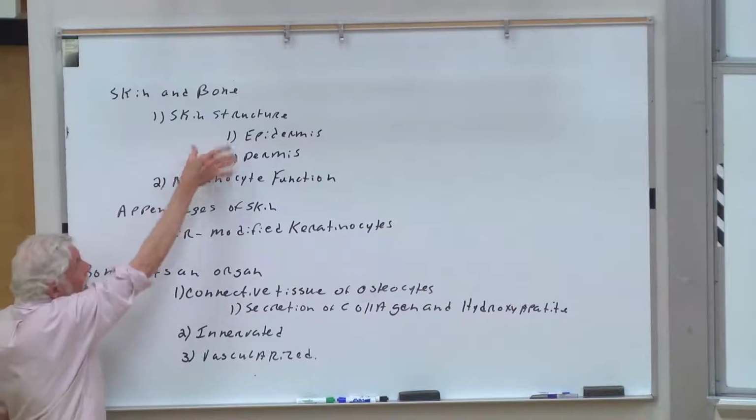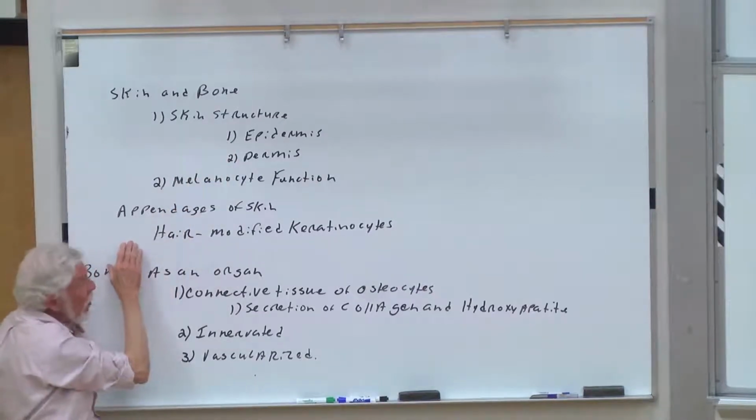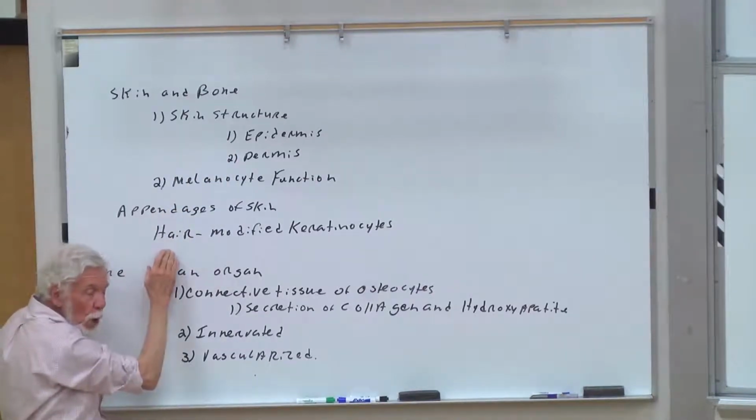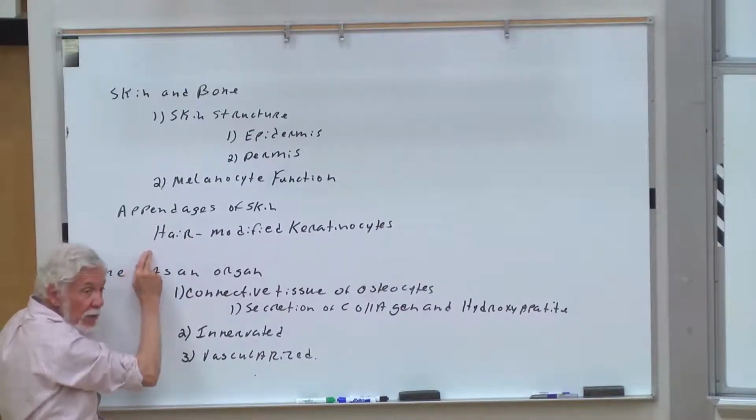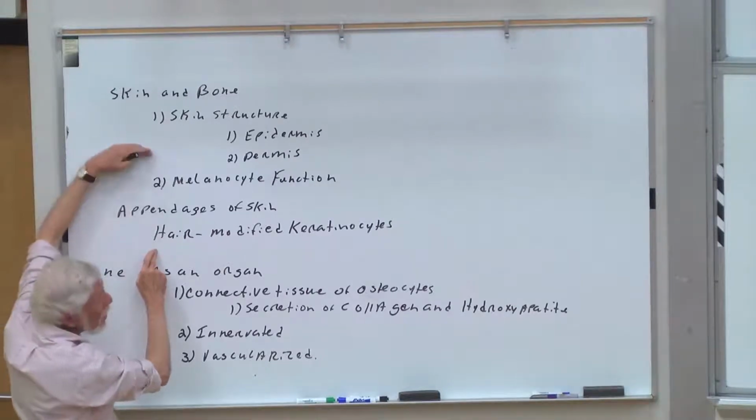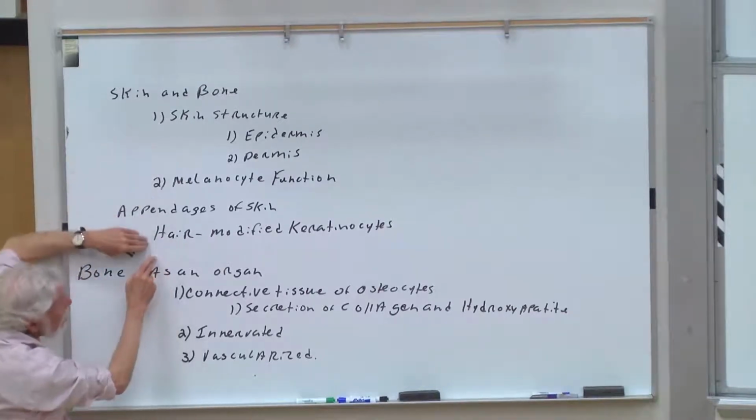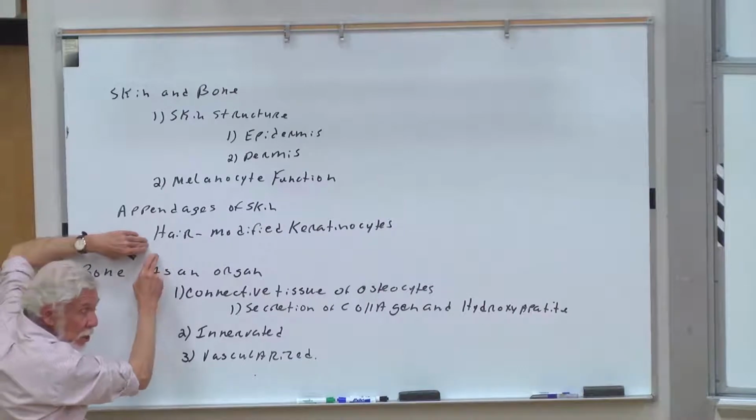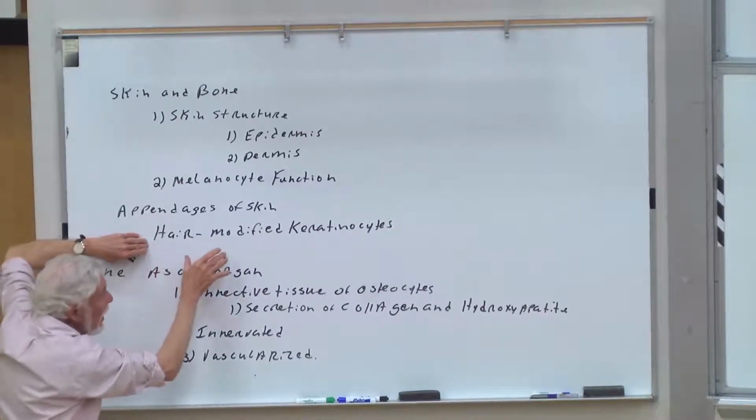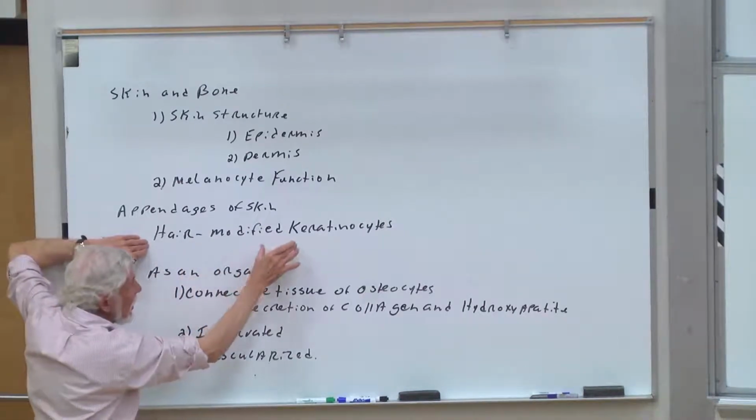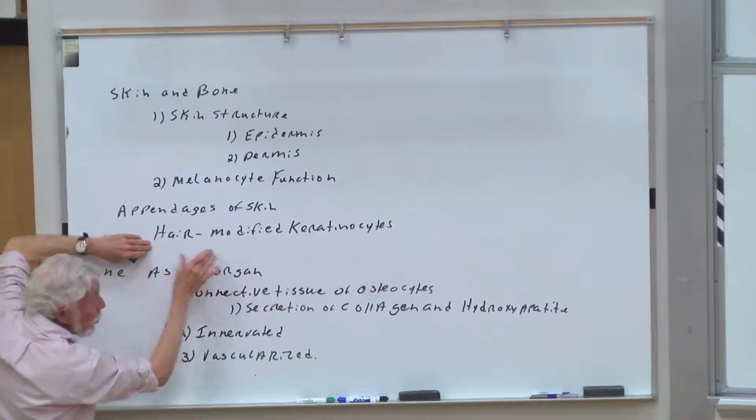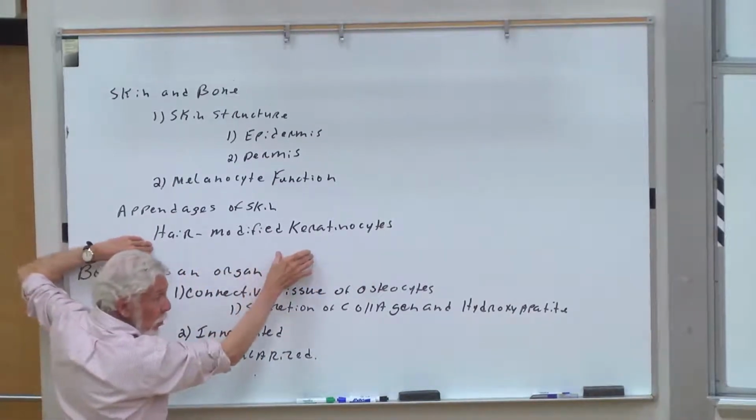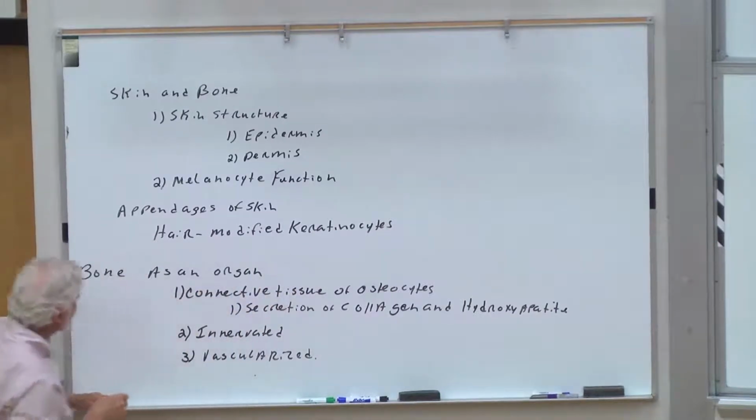Then we'll extend this idea into the appendages of skin, and particularly we'll talk about hair. We could almost as easily talk about nails or hooves, because these are going to be modified keratinocytes. In the case where we have surface keratinocytes making skin, we have another kind of keratinocytes that generate keratin that's unique to hair, or keratin that's unique to your fingernails or toenails, or in the case of animals, to hooves.